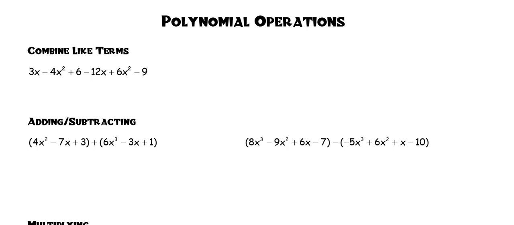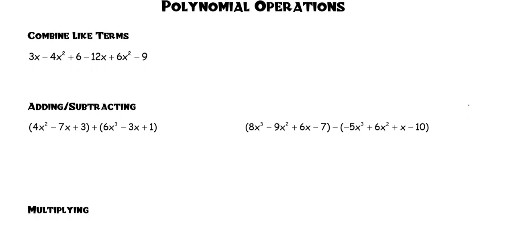Our video today is going to be on different operations that we can do with our polynomials. First, we're going to start by reviewing how to put terms together, combining like terms. Remember, like terms are same variable, same exponent. I like to give everything its own little symbol. So those are our x's, our x squareds, and our constants.